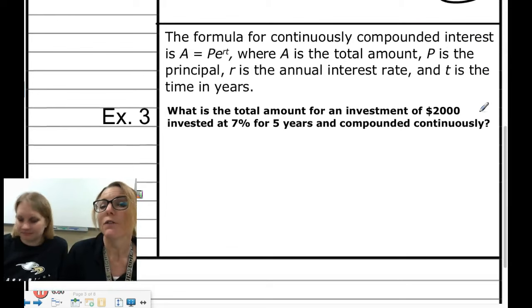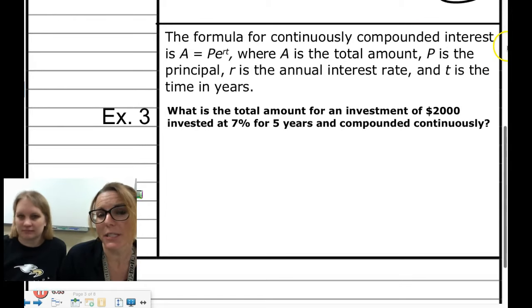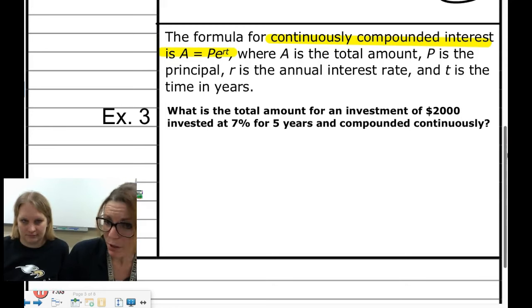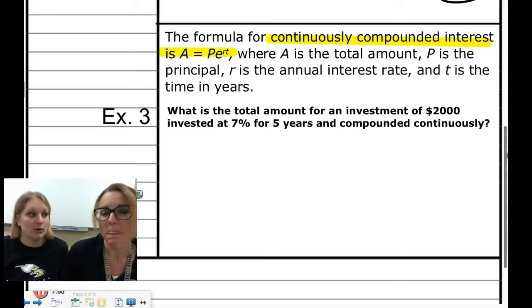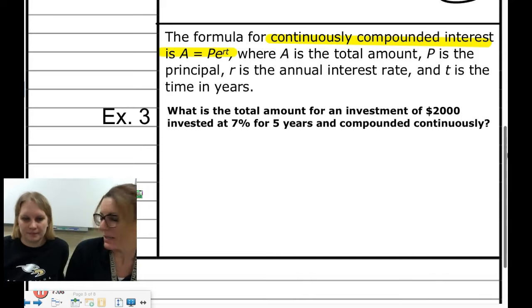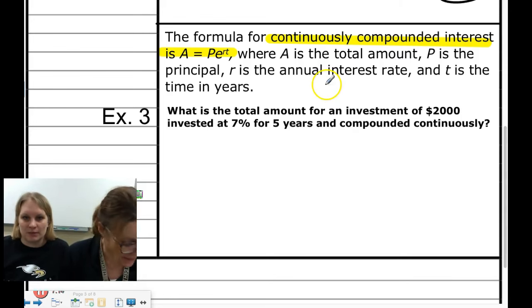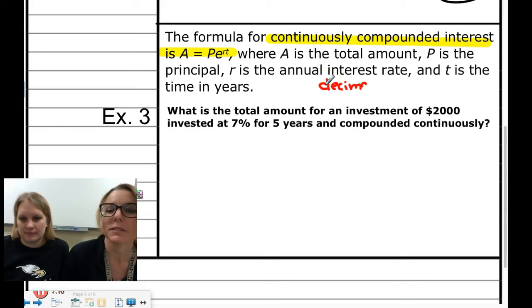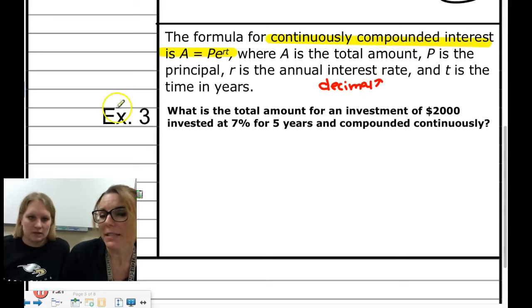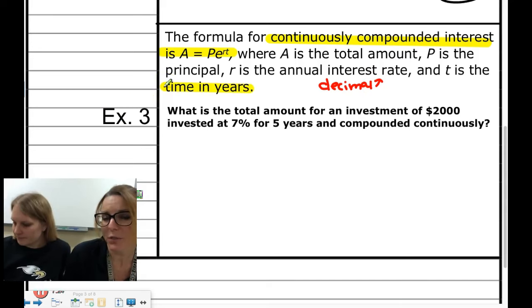The formula for continuously compounded interest is A is equal to P e to the RT, PERT. A is the total amount. P is the principal or the initial amount, so how much you put in to start with, or how much you buy something for. R is the annual interest rate, and we always want that in decimal form. And T is time in years. So whenever a problem says compounded continuously, you can highlight that in our example 3.